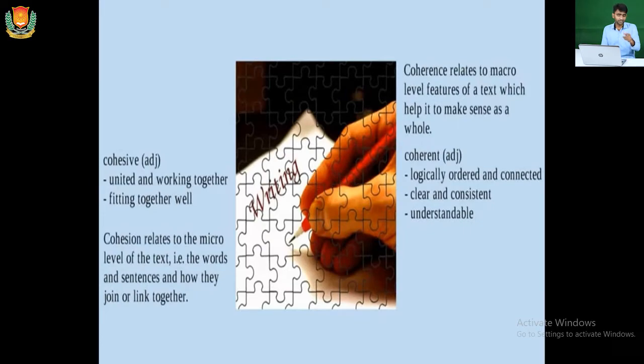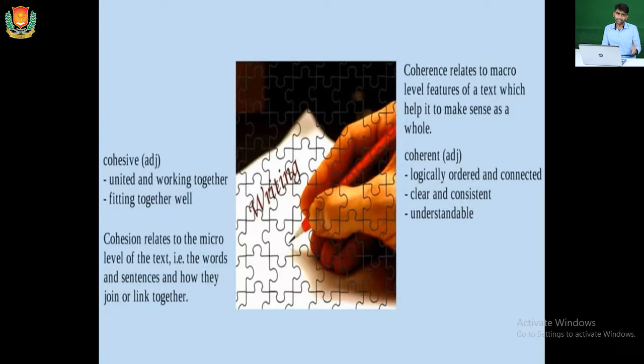What does it mean, fitting together well and united and working together? It works with how the words are set, how semantically they are set, how pragmatically they are set. So this order of setting words is called cohesion. This way that particular line will be called cohesive, otherwise not. So these are the parameters of writing.